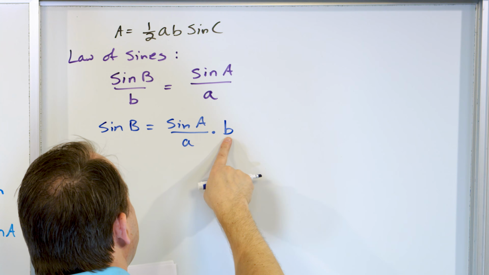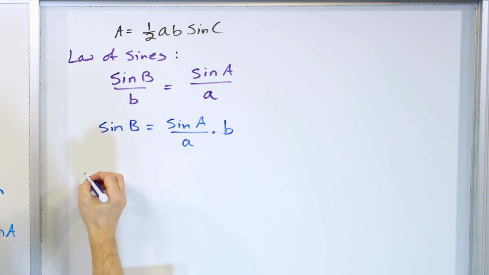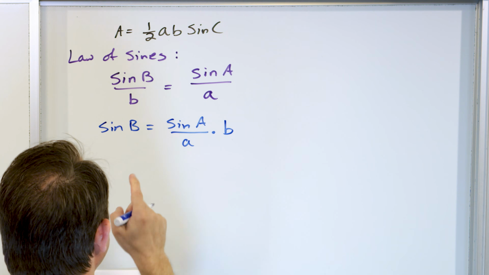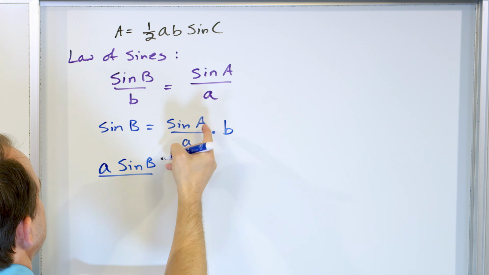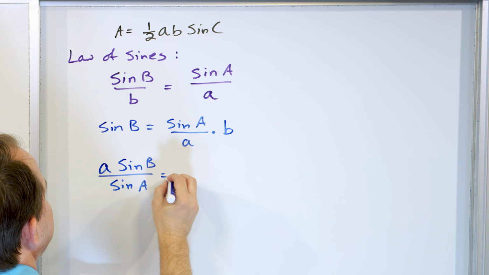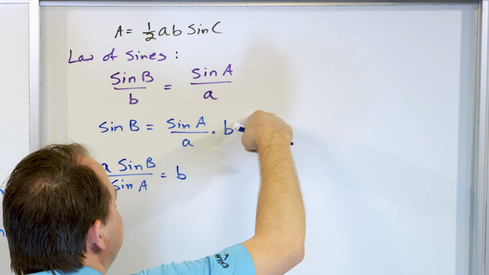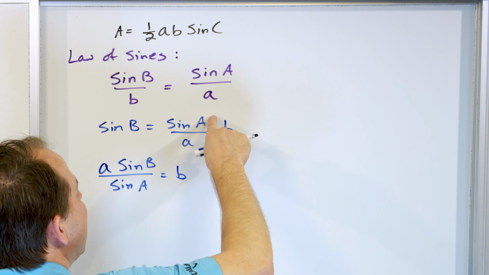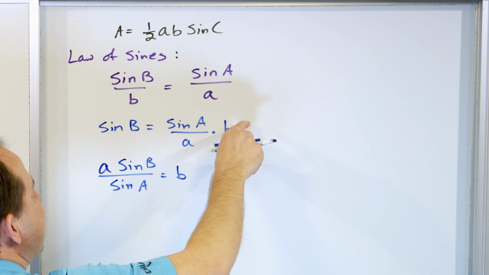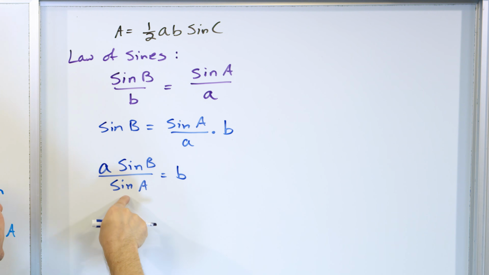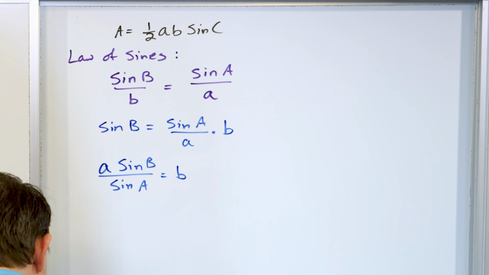So now, to solve for b, I'm going to multiply by the reciprocal. I'm going to multiply by a over sine A. So what am I going to get? On the top over here, I'm going to have a times the sine of B over sine of A, and that's equal to b. How do I know that's true? To get rid of all this junk here, I'm going to multiply by a on the top, so it cancels. And I'm going to multiply by 1 over sine of A. So I'm going to multiply by a over sine A, and that's going to cancel. That's why it shows up as a on the top and sine A on the bottom.